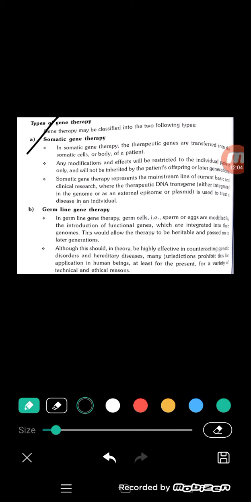Somatic gene therapy represents the mainstream line of current basic and clinical research. Therapeutic DNA transgenes are used to treat the disease of the individual patient in somatic gene therapy.